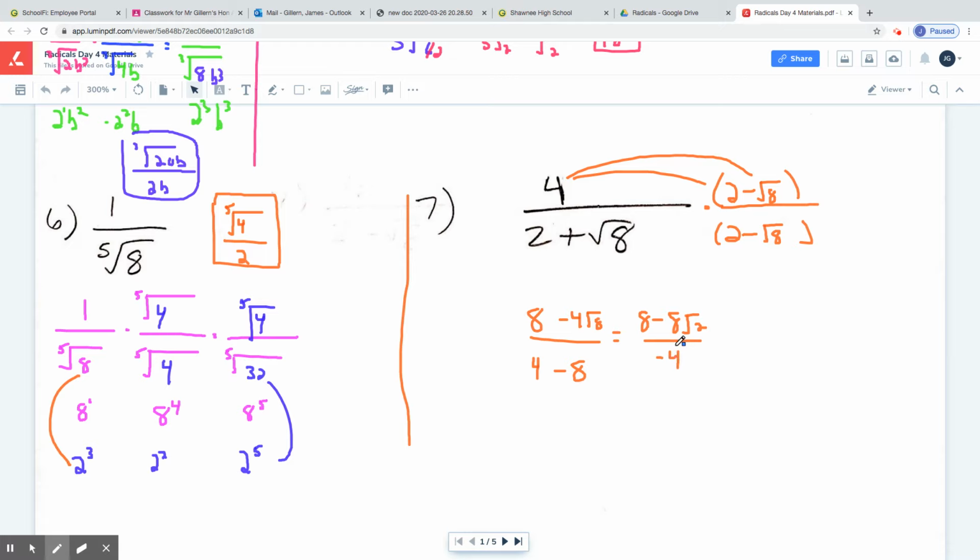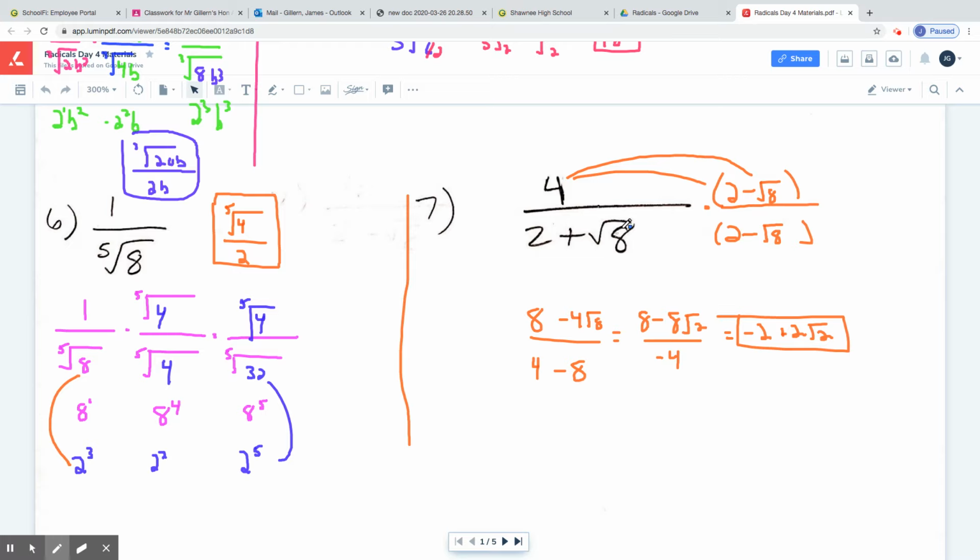So I can simplify this and get 8 over negative 4 is negative 2. Negative over negative is a positive. And I get negative 2 plus 2 root 2. And there's my answer. All right.